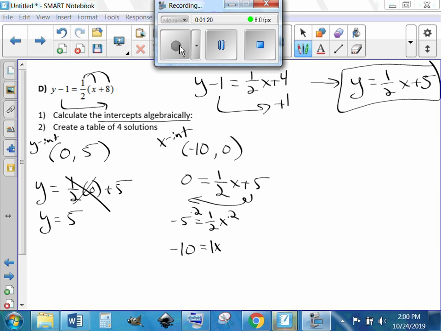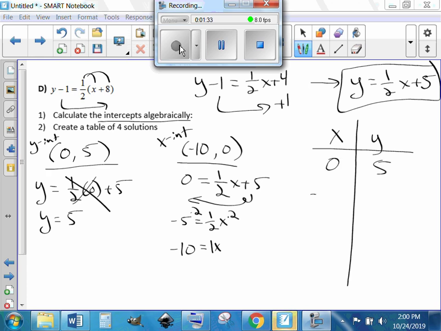Okay, now to create a table of 4 solutions. This is where we get to pick any x's and y's we want. But to be a little bit strategic here, to save some time, I already have 2 solutions, the intercepts. So I'm going to say 0, 5 and negative 10, 0 are 2 solutions. And now I'm going to pick 2 other x values that I want to use. Since I'm multiplying x by 1/2, I'm going to choose numbers that are divisible by 2, like 2 and 4, to make this math a little easier.